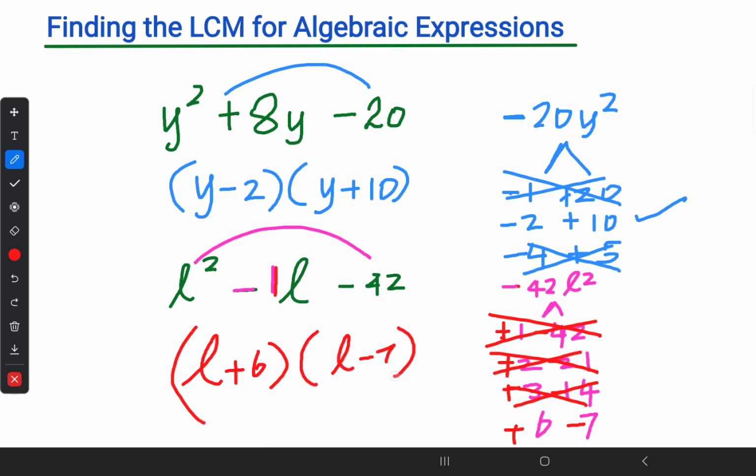These are the factorizations of quadratic expressions. There are 4 types: positive positive, positive negative, negative positive, negative negative. I explained one question for each type respectively.